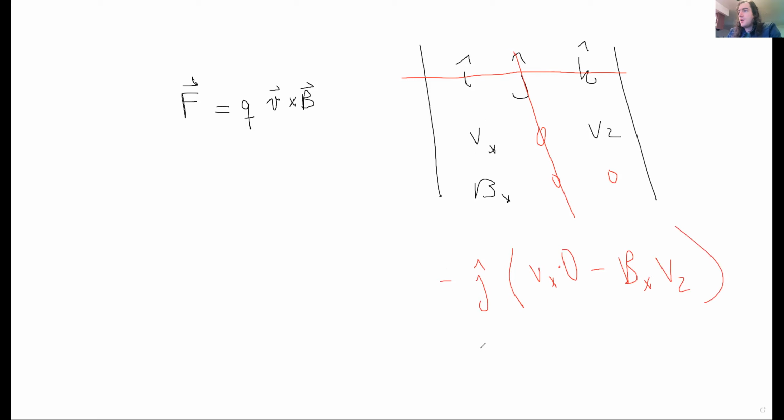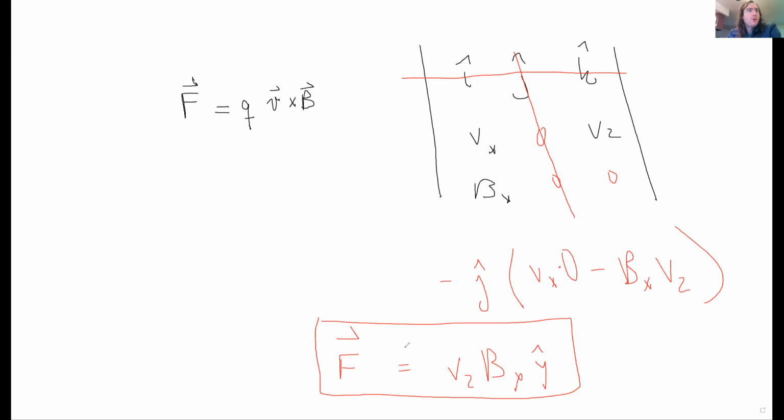Minuses will cancel and you'll be left with Bx Vz. Maybe we could put it as Vz Bx. But the force as a vector at that instant in time is going to be magnitude Vz times Bx in the J hat or the Y hat direction. Usually I write Y hats, X hats and stuff, right? So maybe I should have done it this way.